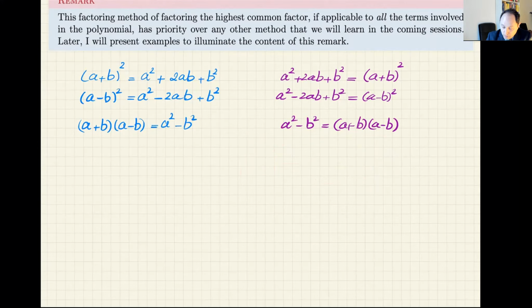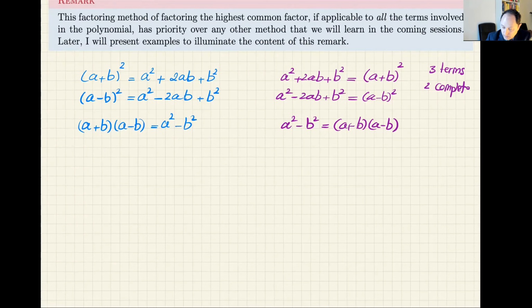It's easy. This one is also easy, but there are 3 terms involved here. How should I recognize the pattern? First of all, you see that I have 3 terms, 2 complete squares.